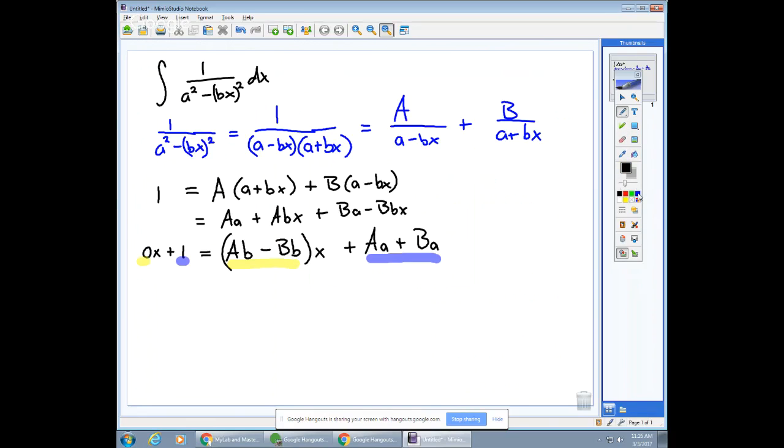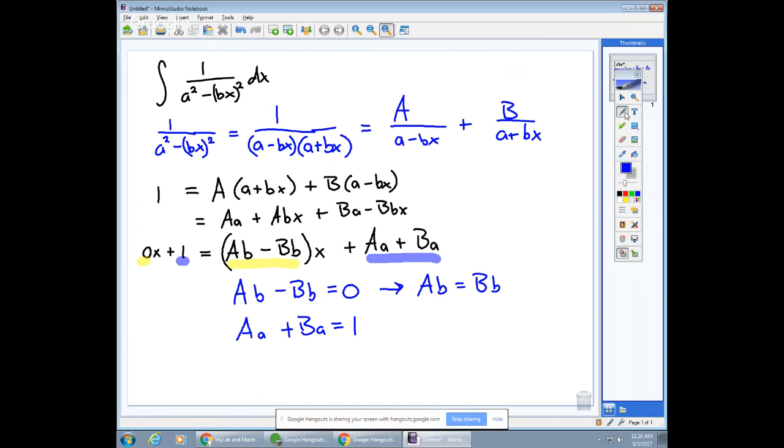So that gives me my system of equations. Let's go back to blue. Big A, little b, minus big B, little b, has to be 0. And big A, little a, plus big B, little a, has to be 1. We're almost done with this part, so we'll get rid of the cases in a minute. Since there's a 0 on the other side, I could add the big B, little b to the other side. So I get A b equals B b.